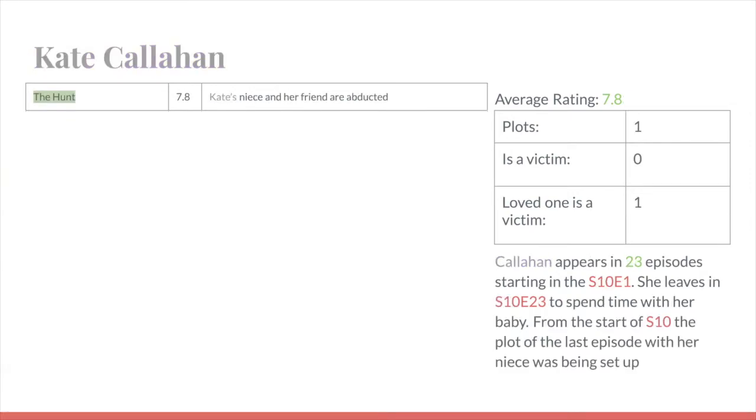and 9. There's Kate Callahan, whose average rating was 7.8 from the one episode where her niece and her niece's friend are abducted. She appears in just 23 episodes, so she is the main character that had the lowest episode count. From the start of season 10, the plot with her niece being abducted was starting to be set up.